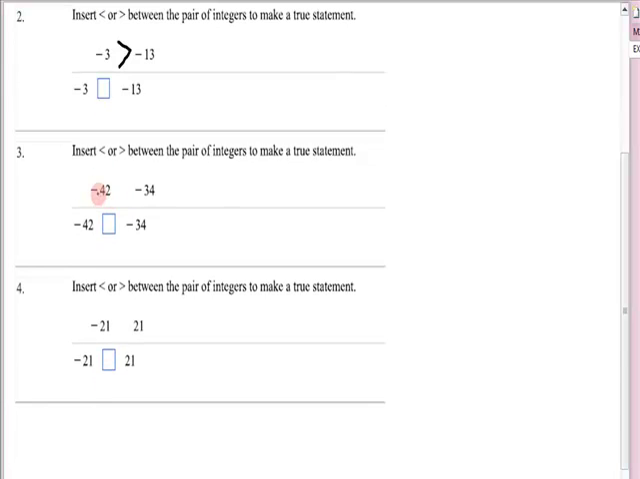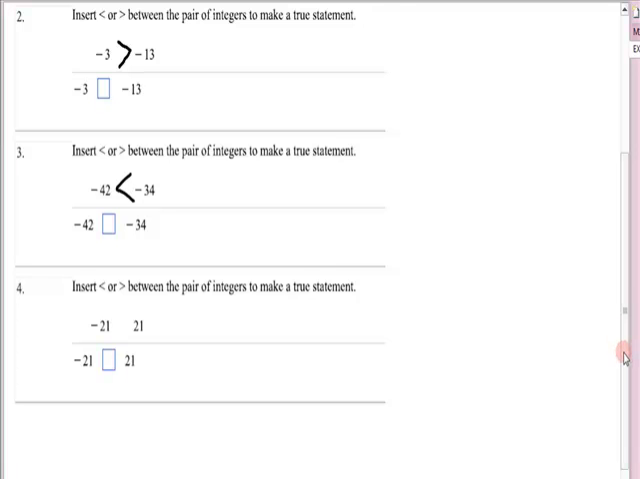The next one, negative 42 compared to negative 34. The more negative you are, the smaller you are. Negative 42 is more negative, so it's smaller. Reading it from left to right, negative 42 is less than negative 34.